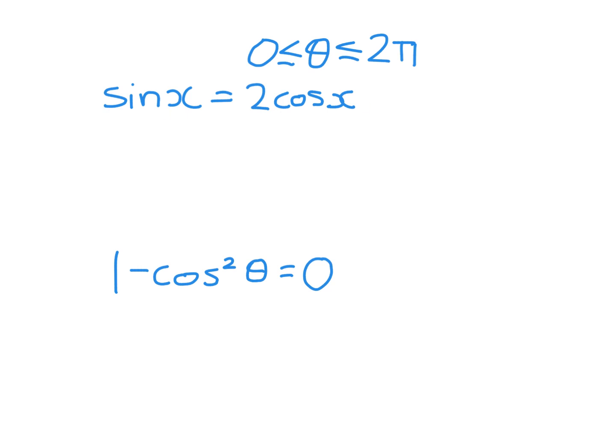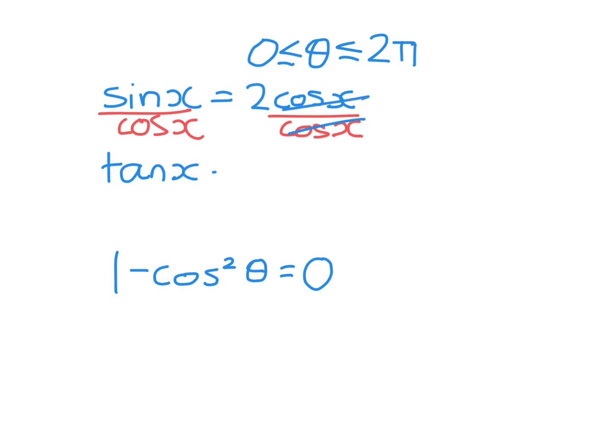So sine x equals 2 cos x. How do we solve something like that? Well, what we can do is divide each side by cos x. We really only want a situation where there's one trigonometric ratio to contend with. And the reason we divide by cos is because sine x divided by cos x is tan x. Cos x cancels out, and we get tan x is equal to 2.